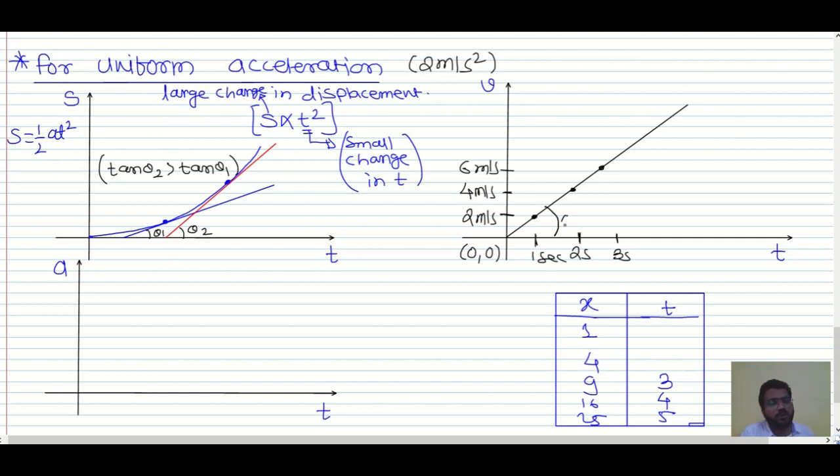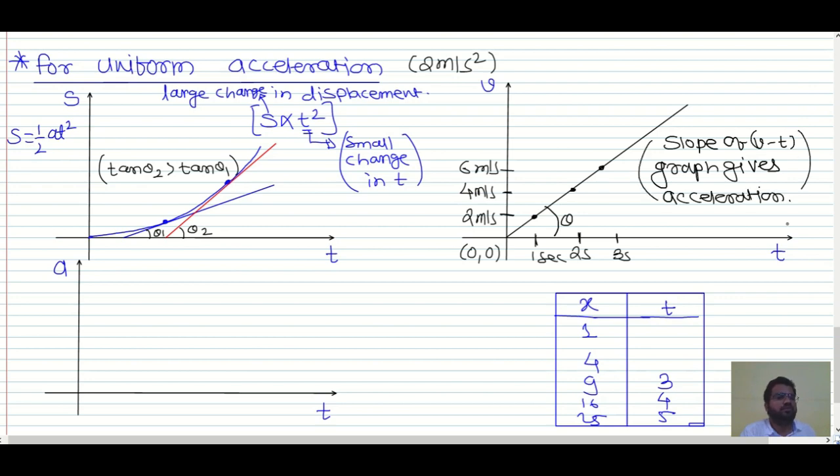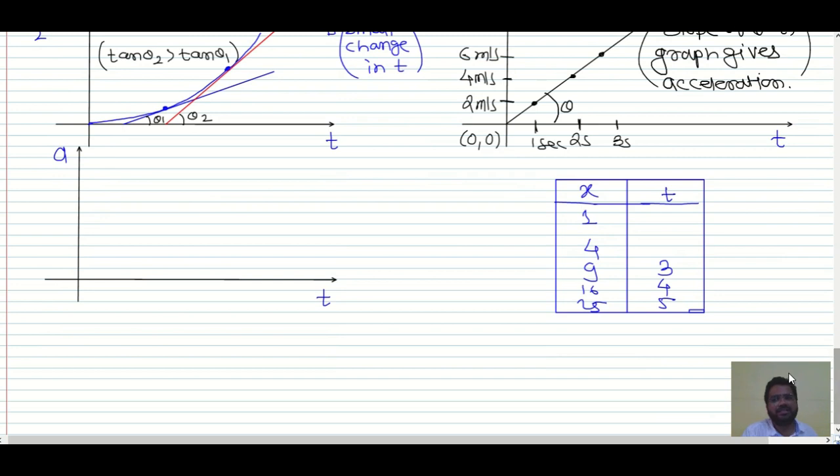And the slope of the velocity time graph gives what? Acceleration. And the acceleration is uniform, that is constant over here. So the graph will be at 2 meters per second squared, and it is constant. So I hope this is clear.